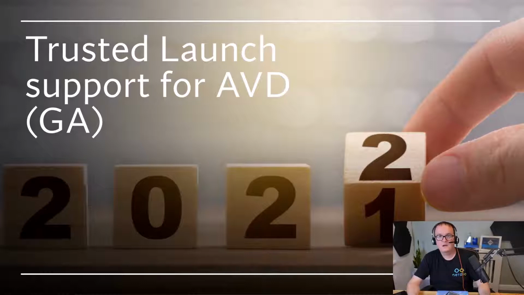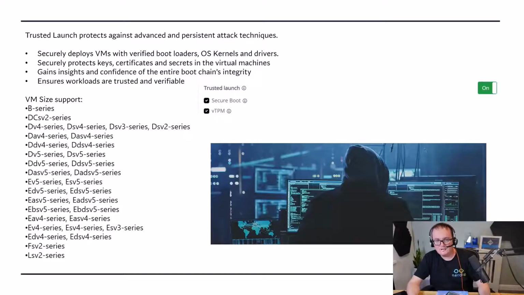The next one is Trusted Launch support for Azure Virtual Desktop. This is a really good security feature. As you know, within Windows 11, this is enabled by default for a physical machine. Obviously, you get Secure Boot and TPM chips. We can now do this within Azure Virtual Desktop. Okay, that basically just locks the machines down.